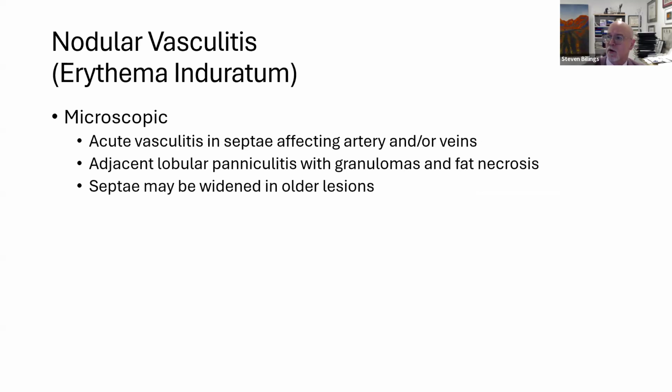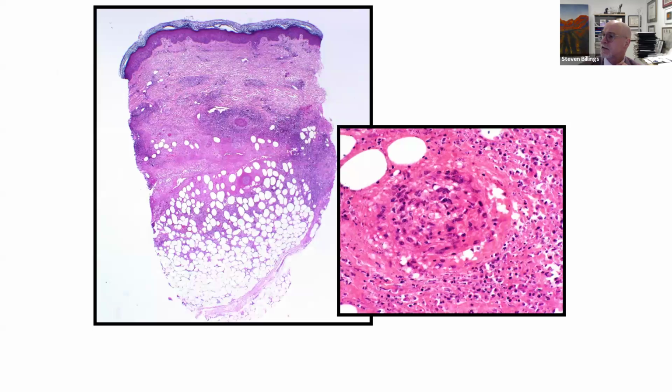Microscopically, you will often see an acute vasculitis in the fat septa involving an artery or large vein, and then you see an adjacent lobular paniculitis with granuloma formation and fat necrosis. And in older lesions, the septa could be a little bit widened, but again, most of the inflammation is in the fat lobule. So here's an example of a case of erythema induratum or nodular vasculitis.